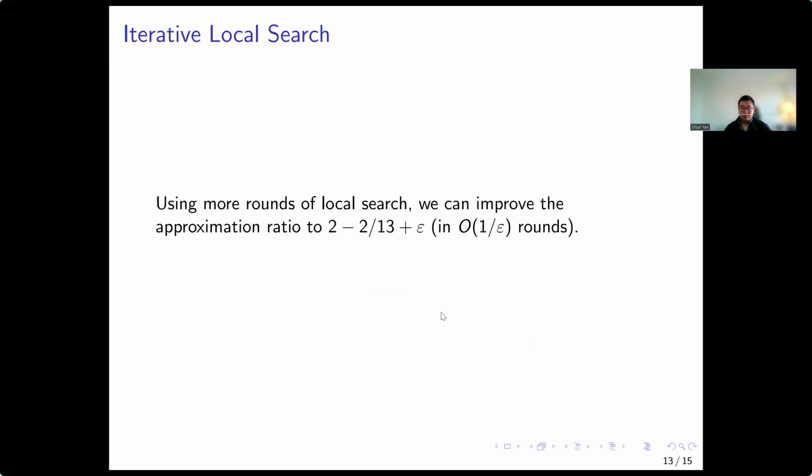So we can further improve the approximation to 2 minus 2/13 by more rounds of local search. We just did 2 rounds. If we can do more rounds, then we can make the approximation ratio close to 2 minus 2/13. But I don't have time to explain the details here.